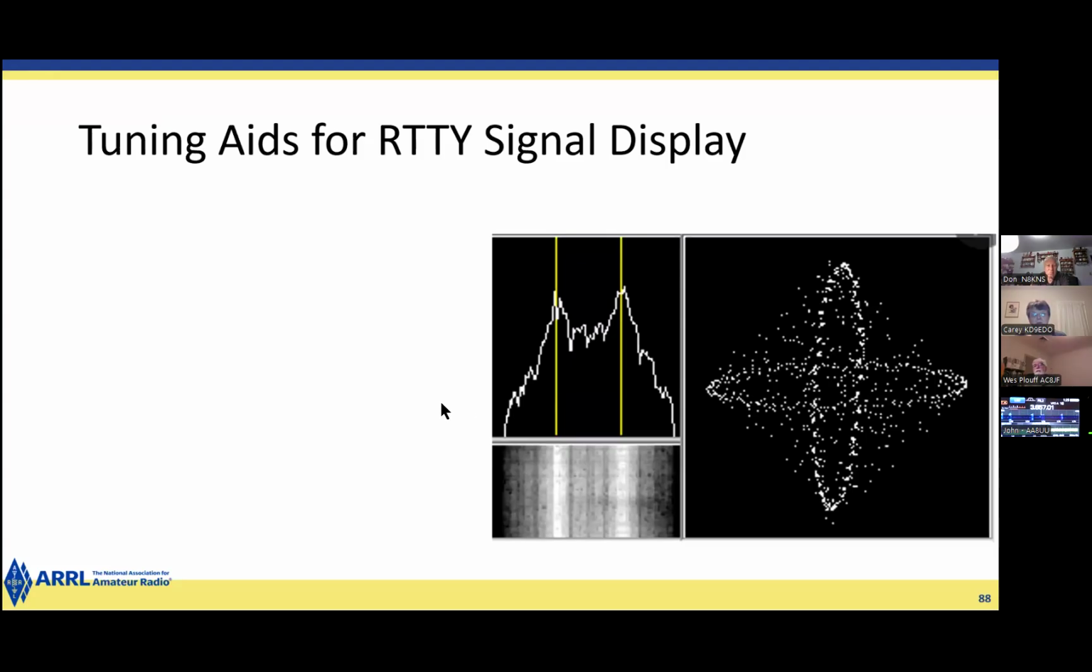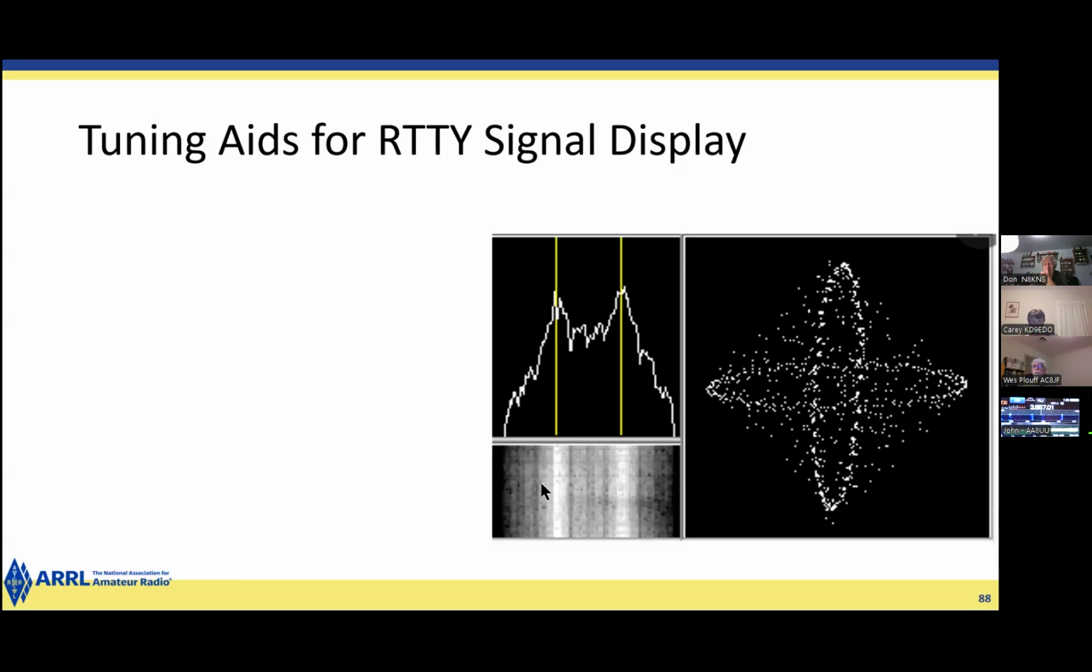Now there are other tuning aids that you can have. These are older ones for radio teletype. On the left here, what you'll see is a display from FLdigi, which is software that you can use to decode radio teletype. What you're seeing in the upper center is the spectrum of a frequency shift keyed signal. You see there are two peaks, and those yellow lines are the frequencies where you should be lining up the signal so that it's centered properly.